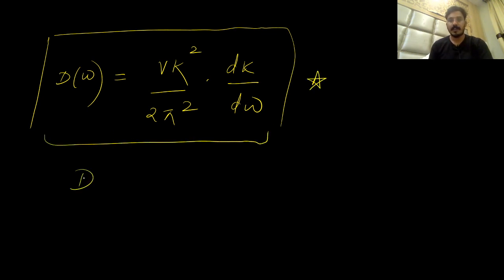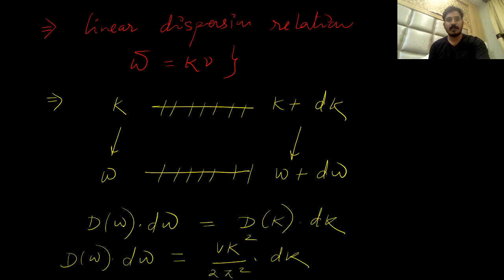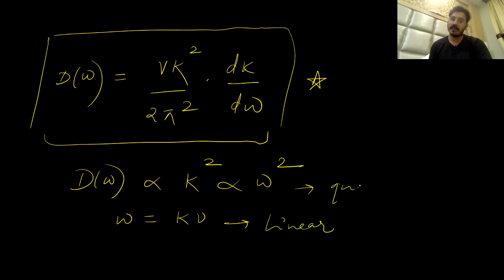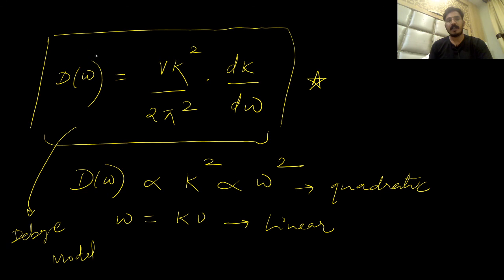From here we can say that g(omega) is directly proportional to k square. We have used the dispersion relation omega is equal to kv. So we can write that it is proportional to k square, which means proportional to omega square. So for a linear dispersion relation we have found a quadratic spectral relation. This model is also known as the Debye model, and we can explain specific heat from this model.